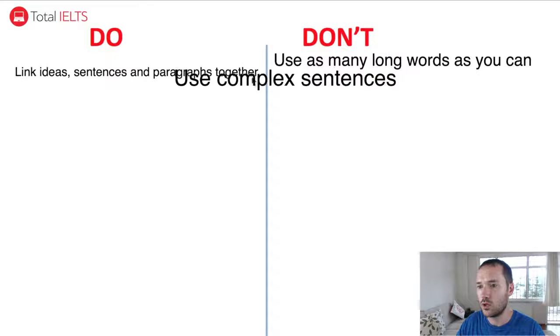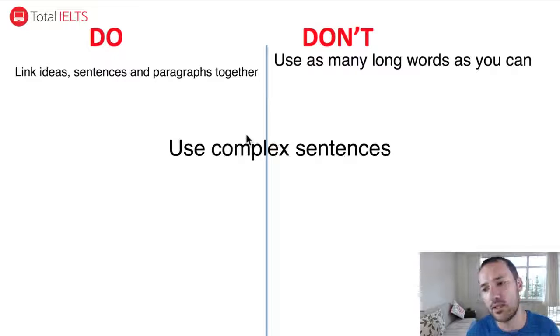Next one. Use complex sentences. This comes under grammatical range and accuracy. If you know how to use complex sentences, yes, add them. If you are 80% sure on how to use a complex sentence, consider adding it. The examiner will appreciate an attempt at a complex sentence.